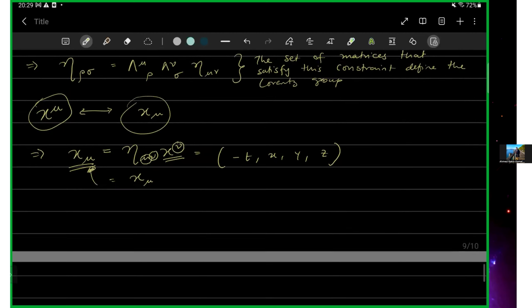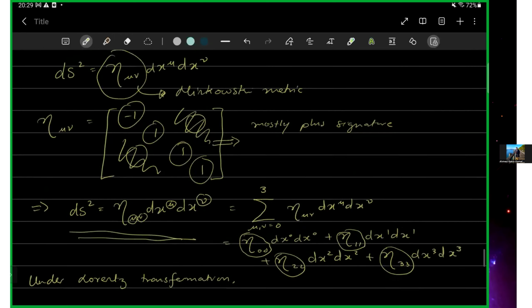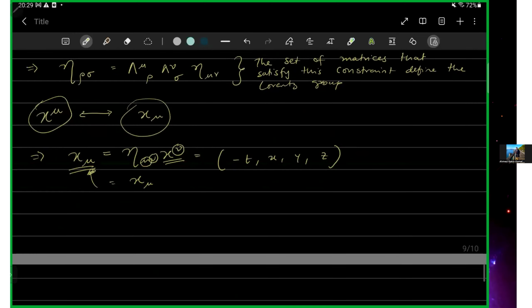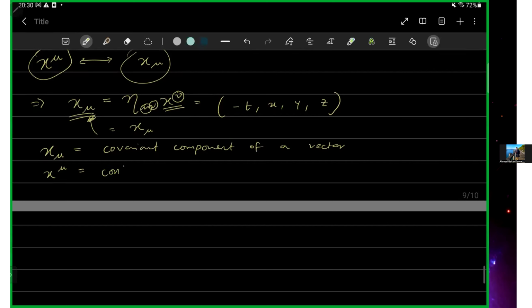And since η_μν has components minus 1, 1, 1, 1, it should give you minus t, x, y, z as follows. So here x_μ, we call this a covariant component of a vector. And x^μ, with an upstairs index, is called a contravariant component of a vector.